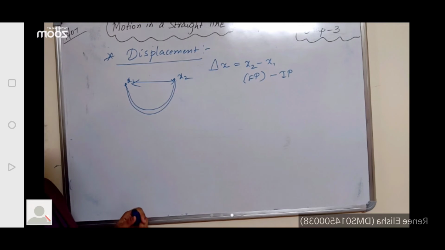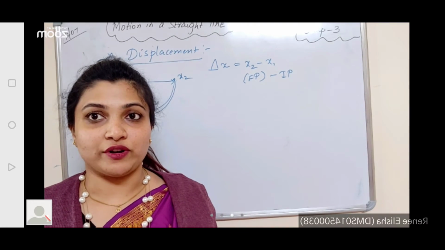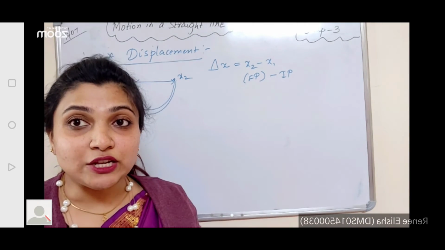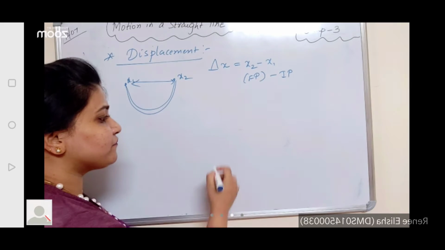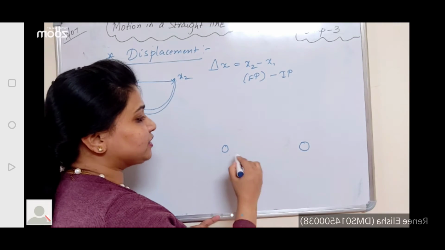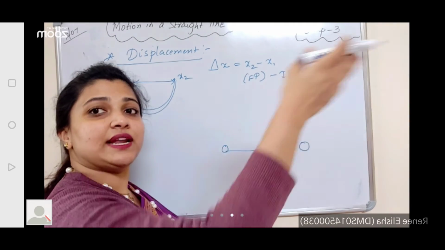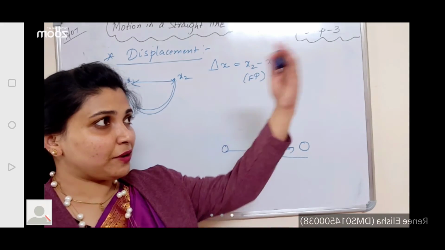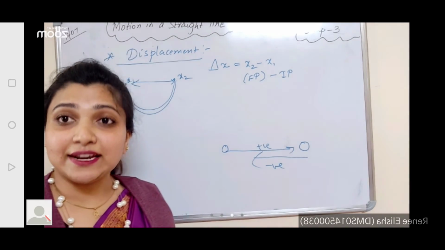Now there are three cases which arise when I'm talking about displacement. Always remember, displacement is a vector quantity. Displacement can be positive, negative, and zero also. What do you mean by displacement is positive? If I'm going from one position to another in a positive direction, then my displacement is positive. If I'm going in the reverse way, traveling back, then the displacement is negative.